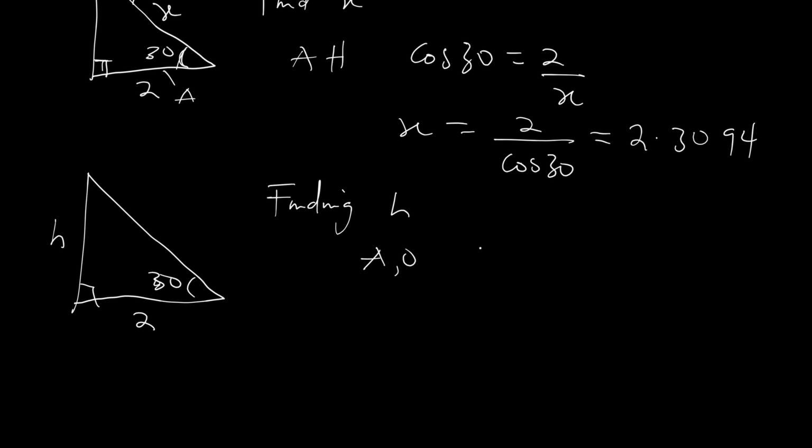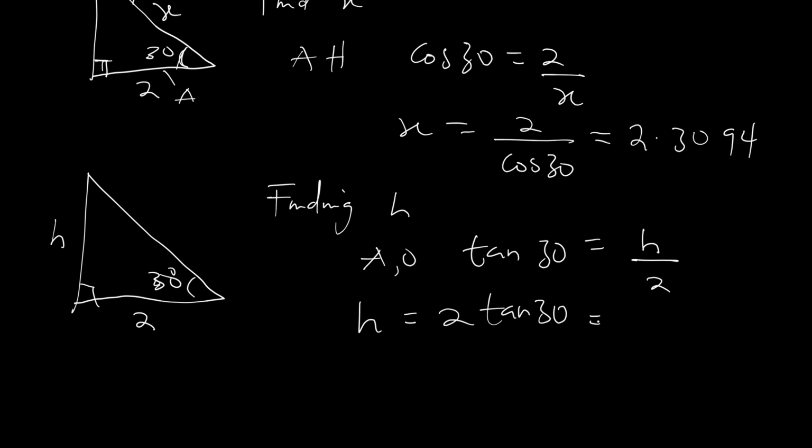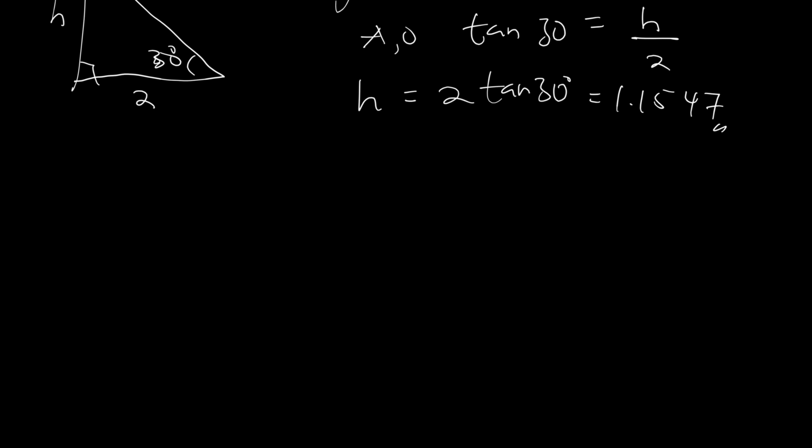So we can say that tan of the angle, which is 30, is equal to our opposite, which is h, over our adjacent, which is 2. So h will be equal to 2 tan 30. And 2 tan 30 is equal to 1.1547. So this is how to use our trig functions.